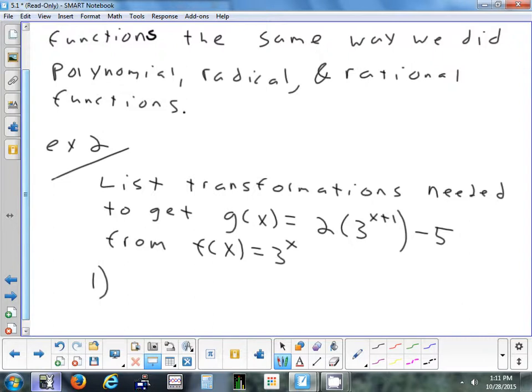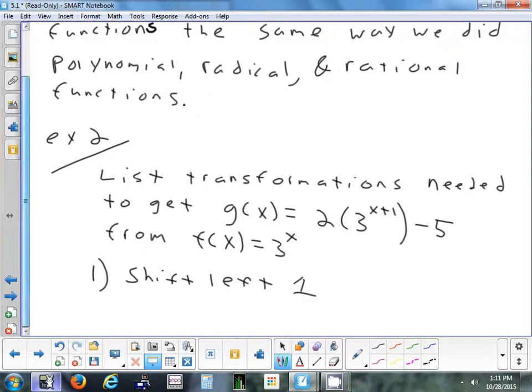Okay, what's the first number you would focus on here? Plus 1, the 2, or the minus 5? Plus 1. Yep, I'm going to focus on the plus 1. And what is the plus 1 going to do? Yeah, it's going to shift left 1. Anytime you have a function and you add or subtract something directly to the x, that's your left and right. That's going to shift whatever kind of function you're working with, left or right. In this case, left.